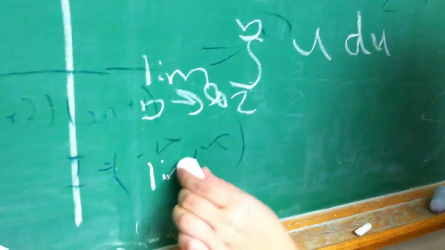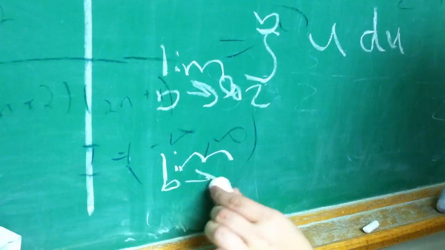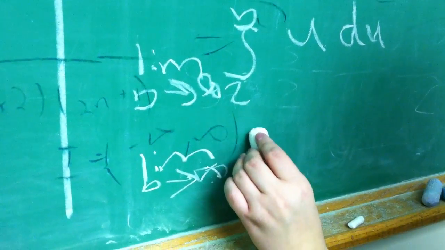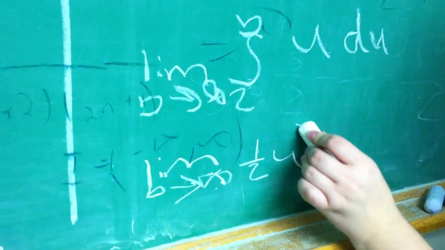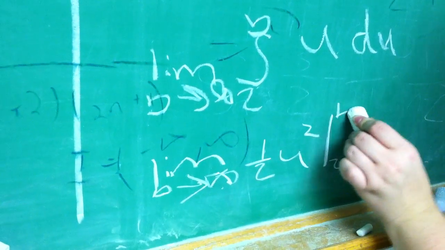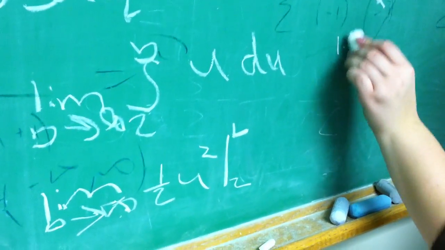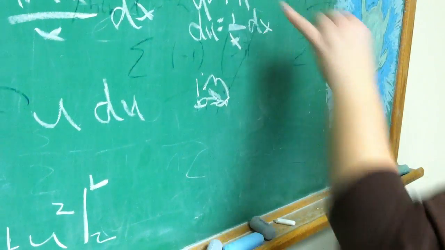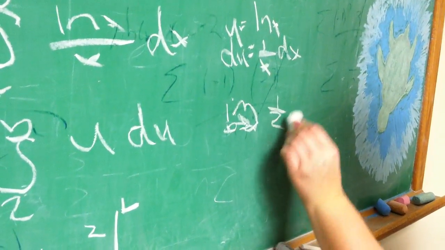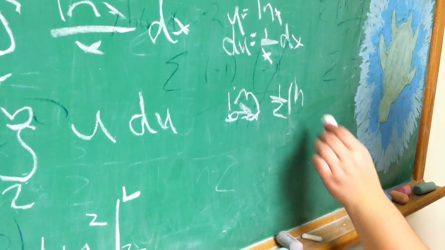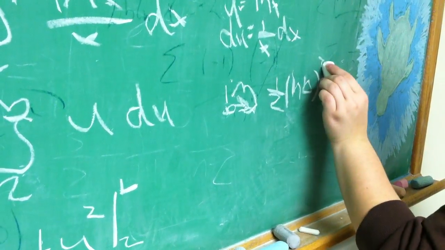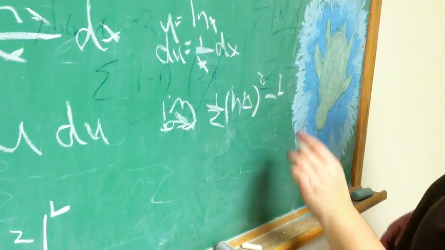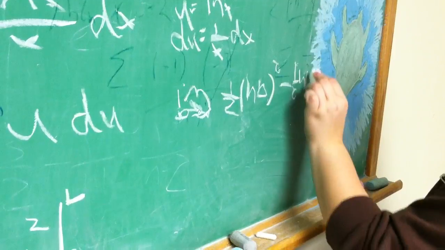So now we'll have the limit as b approaches infinity of 1/2 u squared from 2 to b. This will turn into the limit as b approaches infinity of, we'll have to put ln x back in for u, so we'll have 1/2 times the ln of b squared minus 1/2 ln of 2 squared.